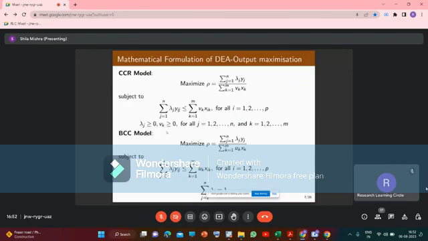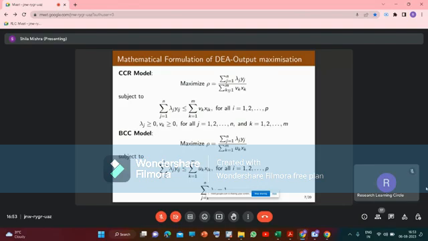Further, what is the mathematical formulation of data envelopment analysis? Now, data envelopment analysis has a very integral relationship with the linear programming problem, which we might have studied in class 12. I'd still like to elaborate on the same. It's a kind of linear programming problem wherein if we intend to maximize the output, then our objective function would be to maximize the ratio of the weighted sum of outputs to the weighted sum of inputs, which is also evident from the numerator and the denominator.